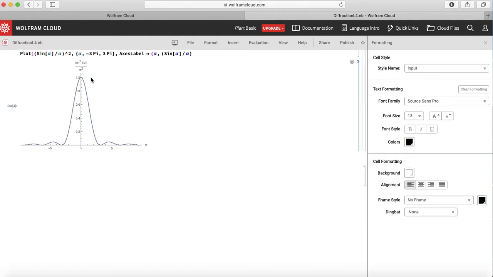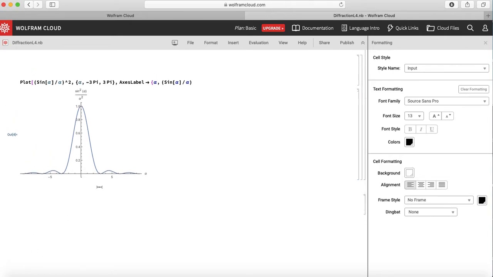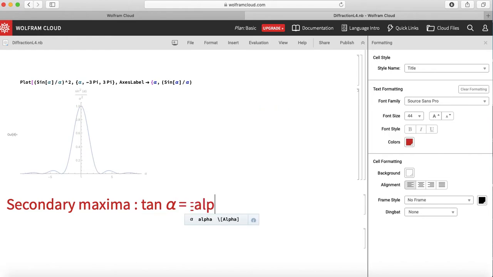I will plot separately, but I will take the same scale. So you can just check that these maximas which I am getting, which are of much lesser height as primary maximas, I will get from this equation. Okay, I'll just give a heading so that it looks nice. Secondary maxima I will get by tan alpha is equal to alpha.